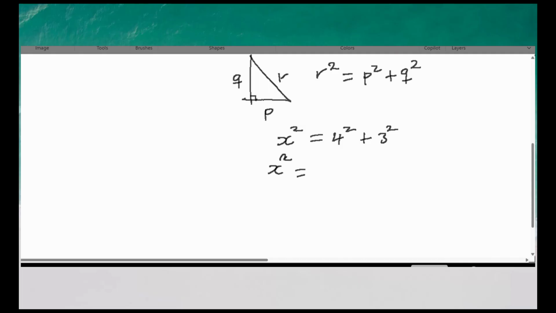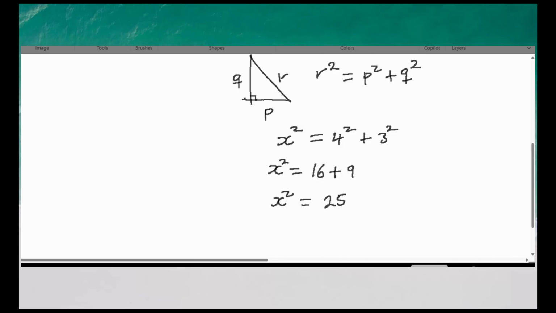Then over here, you can have x squared equal to 4 raised to the power 2, which is 4 times 4, which is 16. What about 3 squared? 3 squared means 3 times 3, which is 9. Okay, so 16 plus 9, what do we have? We have 25, but we're looking for x, and this is x squared.